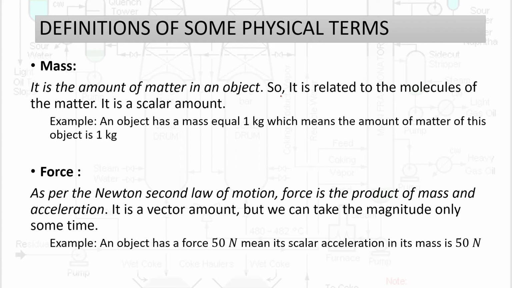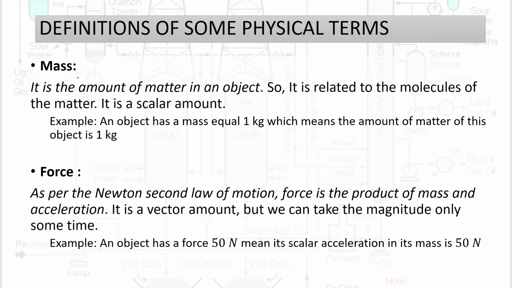So if I say an object has a mass equal to 1 kilogram, which means the amount of matter of this object is 1 kilogram. نحن نتكلم عن كمية يا شباب، كمية المادة. كم أي مادة عندنا في الحياة، أي شيء، أي كائن في الحياة، كم المادة الموجودة جوته، كم عددها، كم كميتها. هذه هي يا شباب الماس، كيلوغرام.